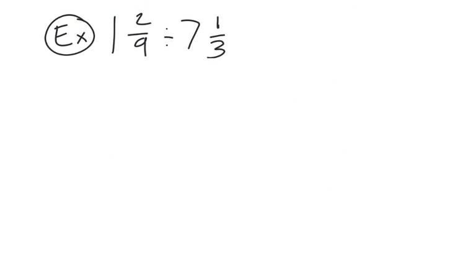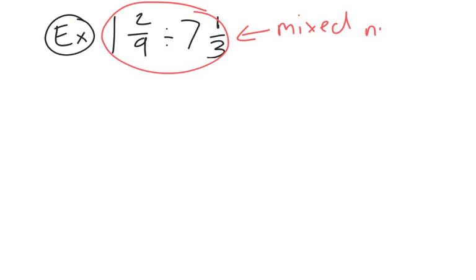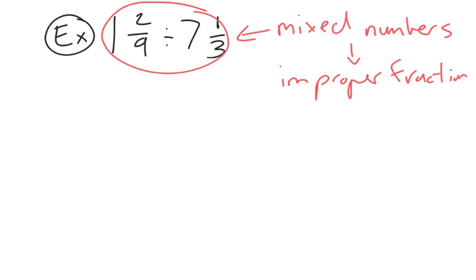In our last question, we're going to look at 1 and 2 over 9 divided by 7 and 1 over 3. Right off the bat, you'll notice that both of these are mixed numbers, meaning they contain both an integer and a fraction. That's not very useful to us, so we are going to change these mixed numbers into improper fractions. So let's go ahead and do that.